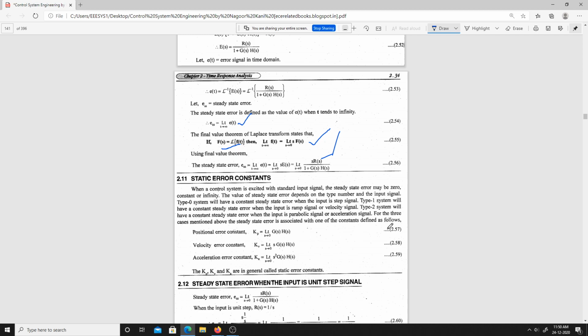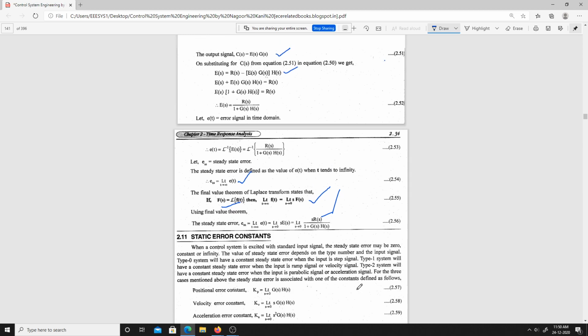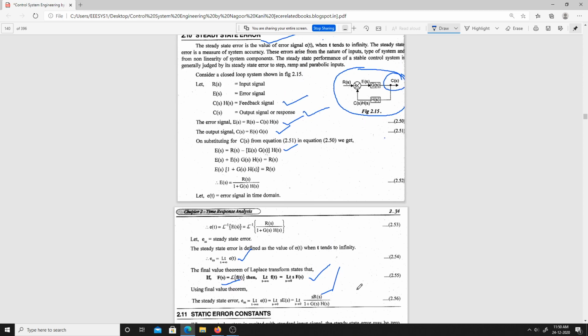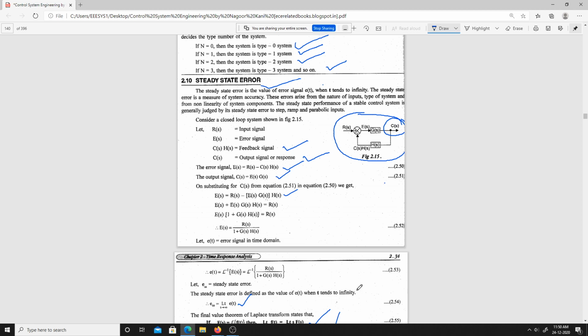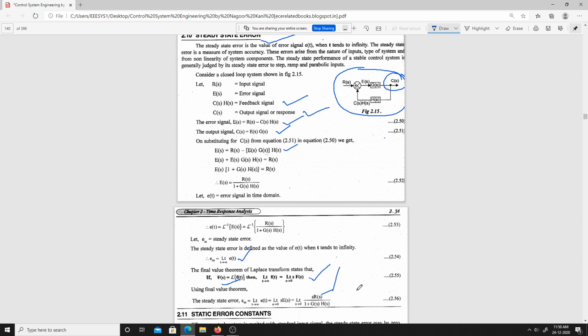Fine. Now we are going to discuss the steady state error when the input is a unit step signal. Everyone, please go through this steady state error once.